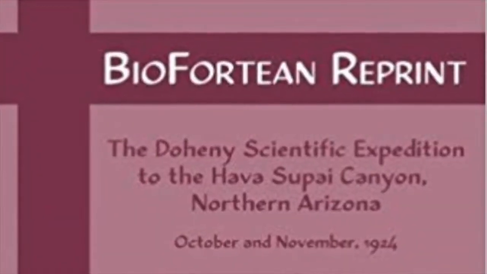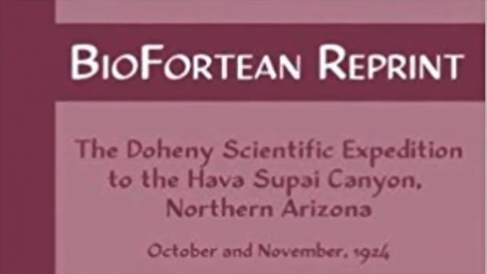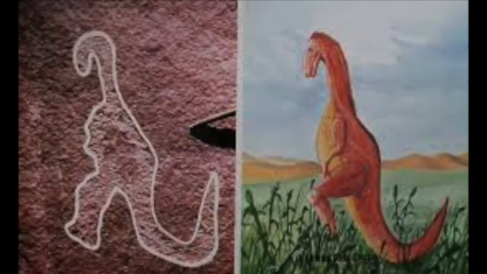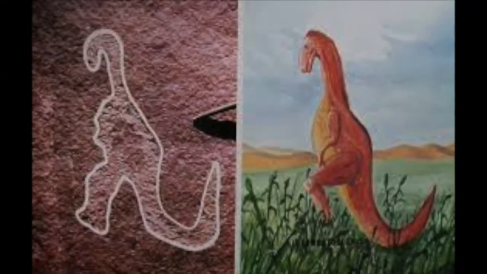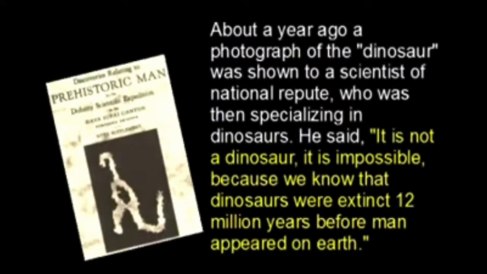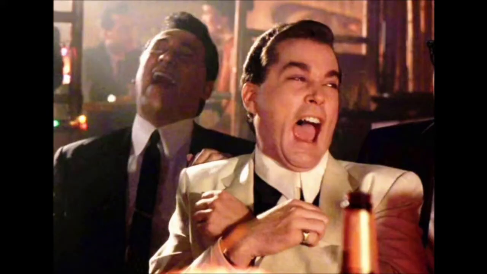But it gets better. The Doheny expedition also documented the fascinating petroglyph of what they even labeled as a dinosaur. Hubbard commented that the photograph of the dinosaur petroglyph had been shown to a scientist of report, who then remarked, "It is not a dinosaur. It is impossible because we know that dinosaurs were extinct 12 million years before man appeared on the earth."